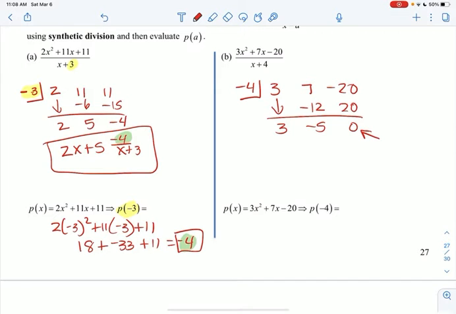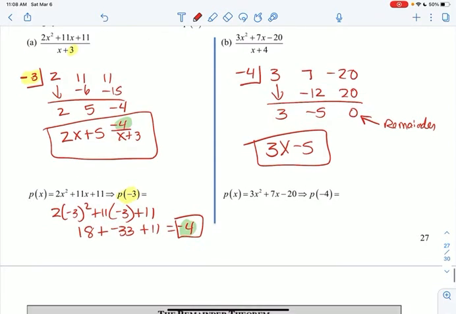So this right here is the remainder. And I take those other coefficients and I put the x's back in there. So remember, I was starting with x squared, so this is 3x minus 5. My answer is always going to be one level down. So 3x minus 5 is my answer. I don't have a remainder.